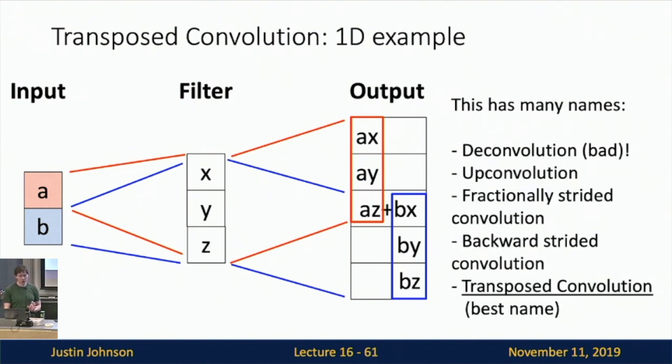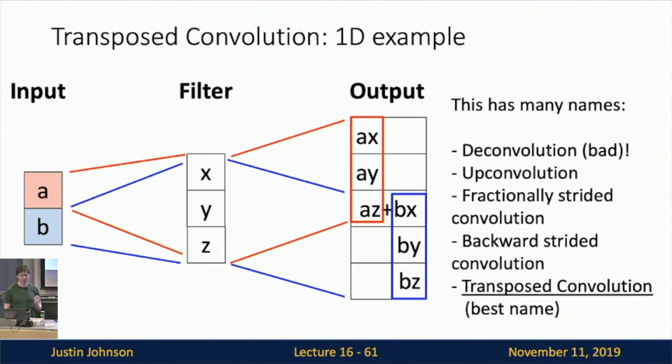Okay. Now, if you read different papers, you'll find that different authors call this operation different things. Sometimes people call it deconvolution, which is a technically wrong name in my opinion, but you'll see that used in papers sometimes. People sometimes call it upconvolution, which is kind of catchy. People sometimes call it fractionally strided convolution, because it's kind of like a convolution with a fractional stride, which is kind of nice.